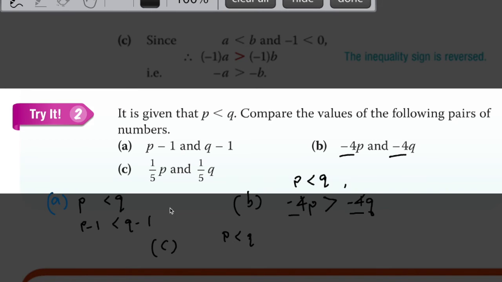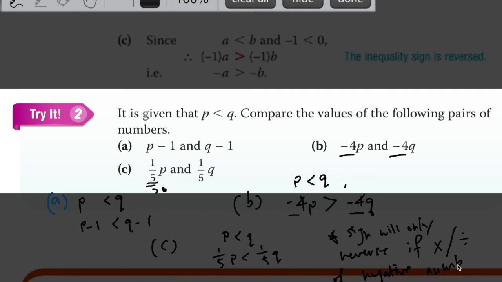P less than Q, divide by 5. If I divide by 5 on both sides, 1/5 means divide by 5, and 1/5 is more than 0, it's positive. So even if I divide by 5, my sign shouldn't change. So you must remember here, the sign will only change or reverse if it is a multiplication or division of a negative number on both sides. That's the only time your sign should change.